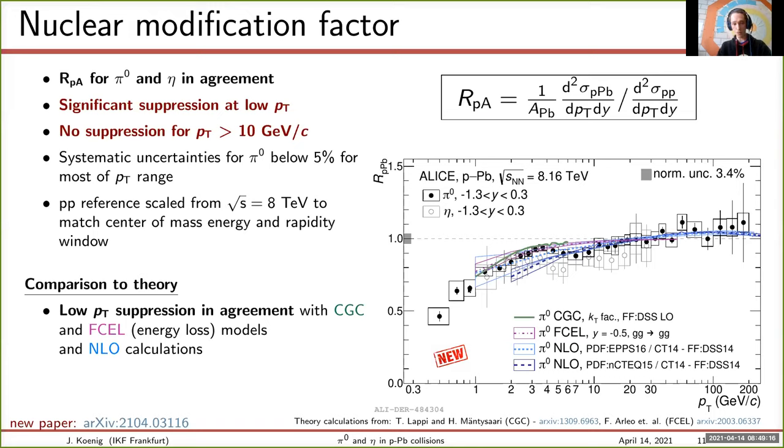When we compare the RPA to theory, we can see that most of the theory is in pretty good agreement with the measurement. Only the NLO calculation using the nCTEQ15 PDF is a bit below the data.